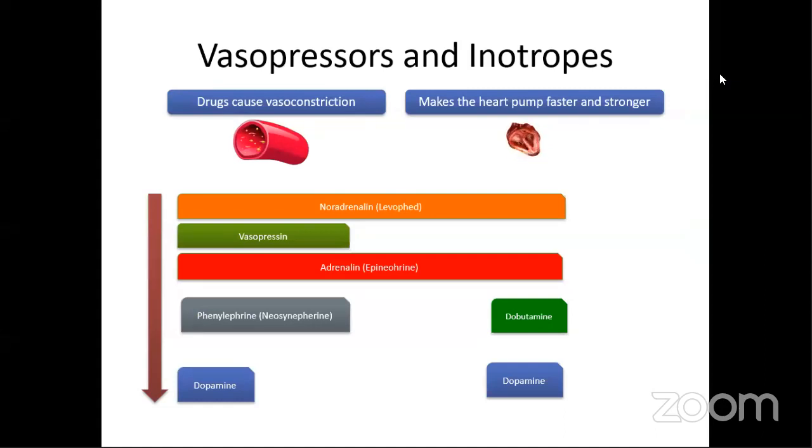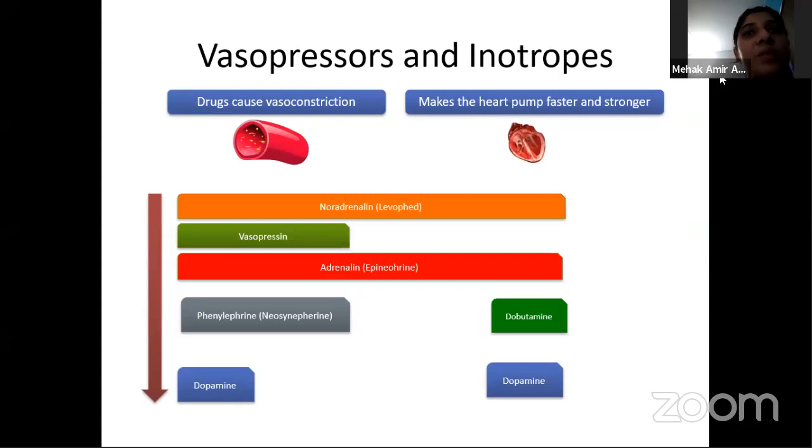It helps us to understand the basic difference between vasopressors and the inotropes. So the vasopressors are the drugs which target different receptors in the body, and it helps in vasoconstriction. And inotropes make the heart pump faster and stronger. So the inotrope increases the heart rate and increases the pumping and the contractility of the myocardial muscles. So it increases the heart rate.